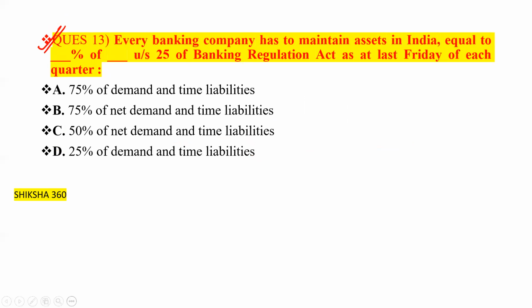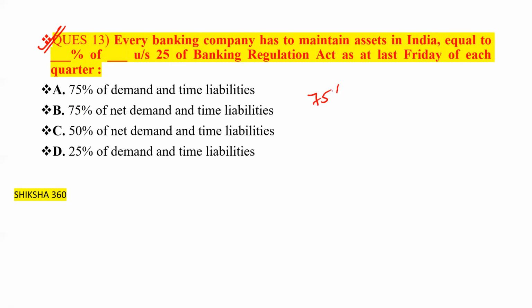Every banking company has to maintain assets in India equal to dash percent. How much percent of what? Under section 25 of the Banking Regulation Act, at the last Friday of each quarter, clear. As in the previous question, they have to maintain this at the last Friday of each quarter. Now what they have to maintain, what percentage, and of what.